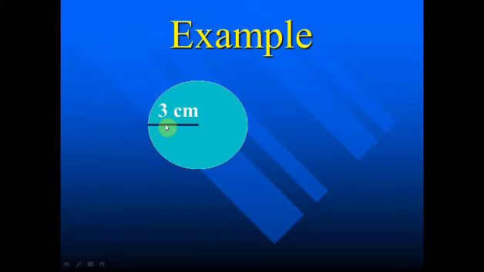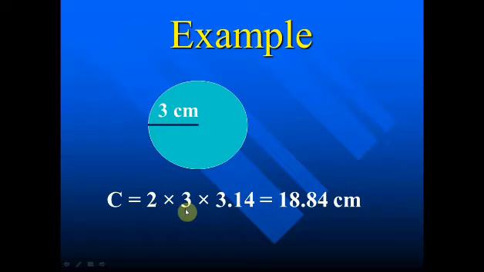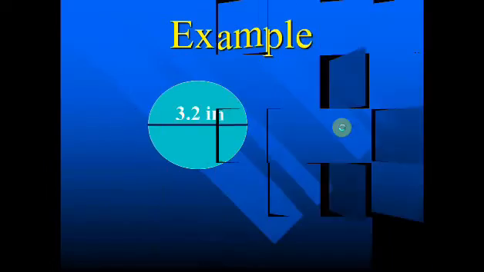We have the length of the radius, 3 centimeters. For that, we use the formula 2 multiply pi multiply radius. 2 multiply the radius, which is 3, multiply the value of pi, 3.14. 2 multiply 3 is 6, and 6 multiply 3.14 equals 18.84 centimeters.